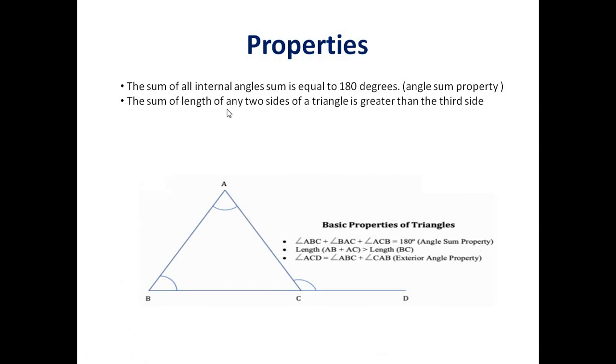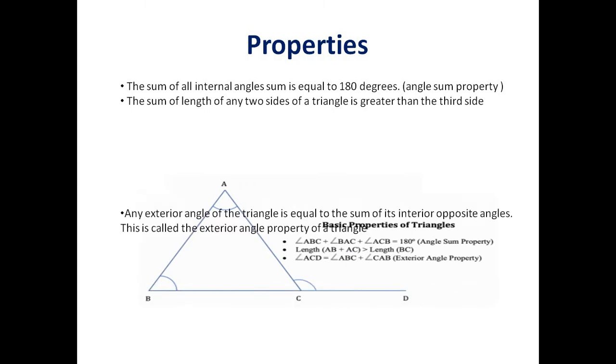So the sum of the lengths of any two sides of a triangle is greater than the third side. That means if you add AB and BC, that is greater than AC. Similarly, if you add BC and AC, the sum is greater than AB. So like that you can define the second property.